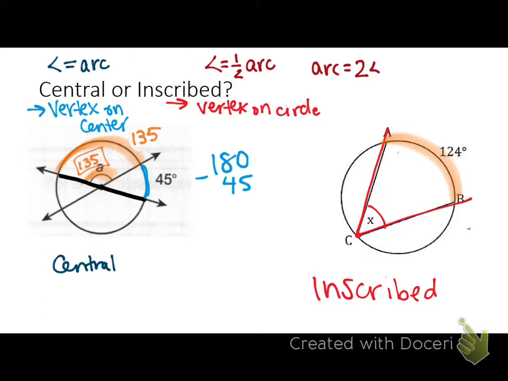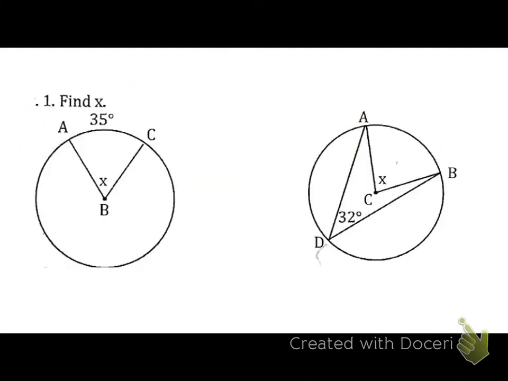What do I have to do to the arc to find x? Divide by 2, which is 62 degrees. The angle is half of the arc, and the arc is double the angle when it is inscribed. You're going to draw another 2 pictures. Going to draw these 2.